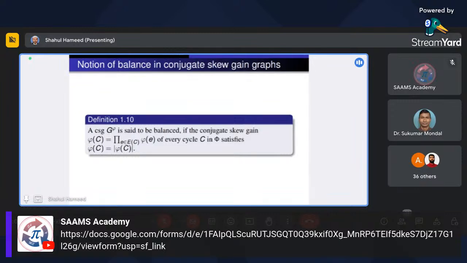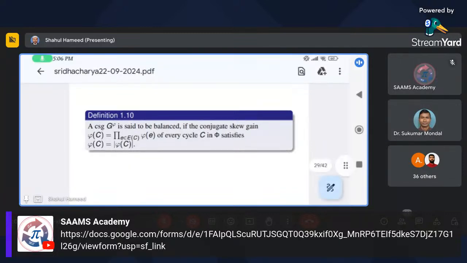Actually, mod phi of C is a real number which is greater than 0. So if you take phi of C as x plus iy, it means x plus iy is equal to the root of x squared plus y squared. Then you can see that y will be 0. Therefore, the real part x greater than 0 must be there. That's the thing.